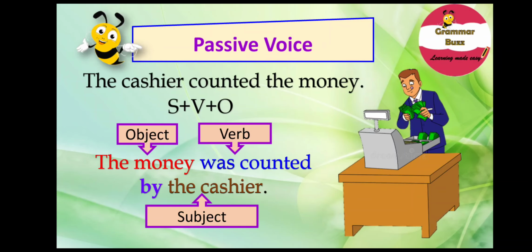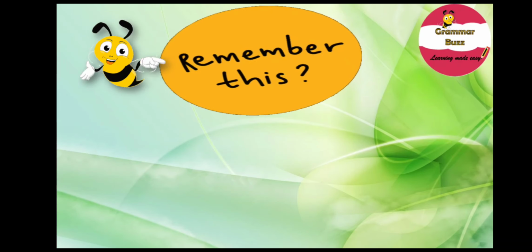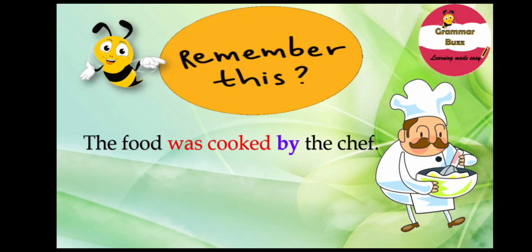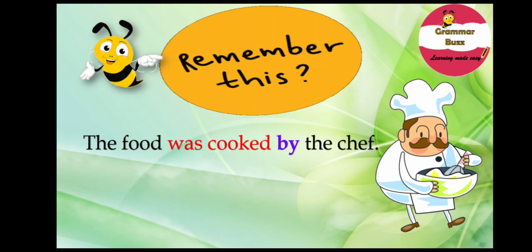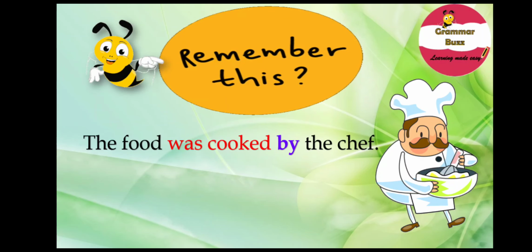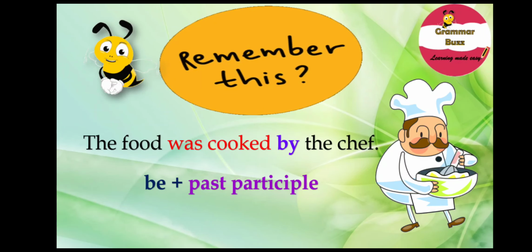Well, here comes our first remember. Always remember this. Don't forget. Let us consider the example, the food was cooked by the chef. This is a sentence in passive voice. Note what is the verb form. The verb form is was cooked. So we have the auxiliary be verb and then the past participle of the verb cook.